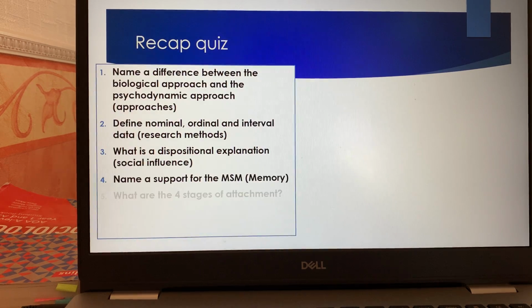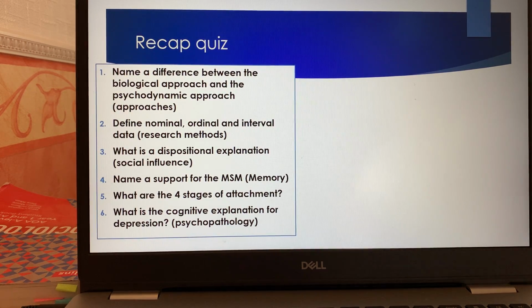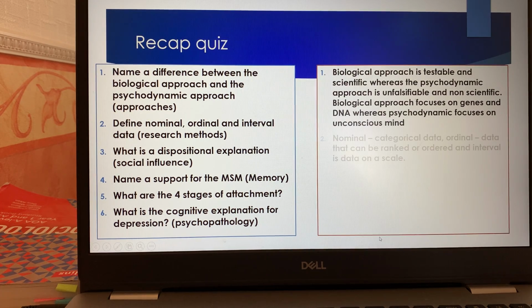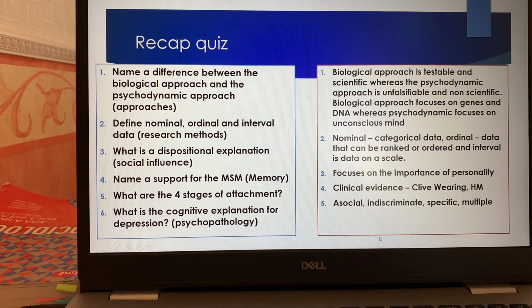So as ever, a quick recap quiz, 6 questions based on content so far. Pause this and test yourself. Where do you need to look over? Maybe it is, what are these 3 types of data? Can't remember anything about the multi-store model? And then these are the answers.